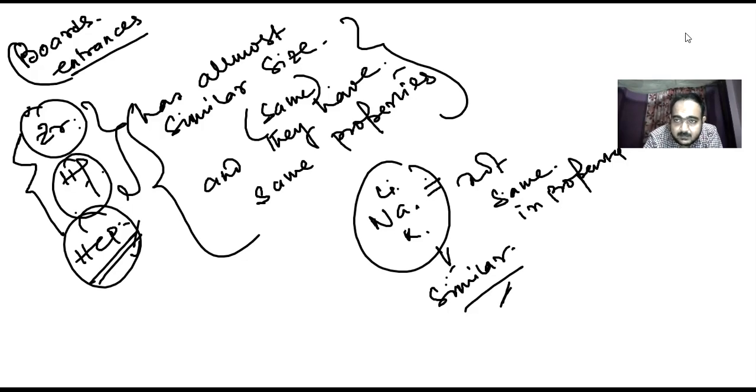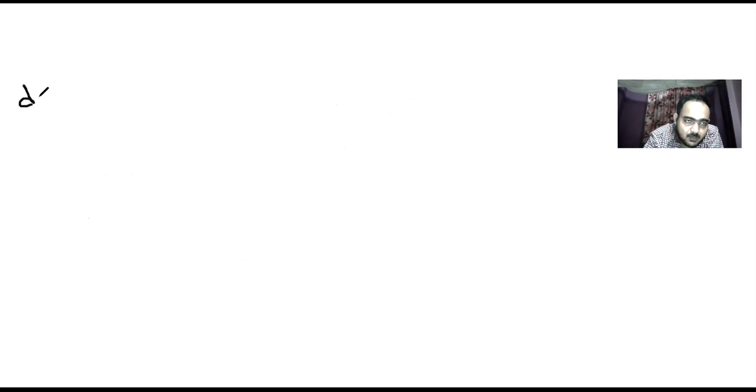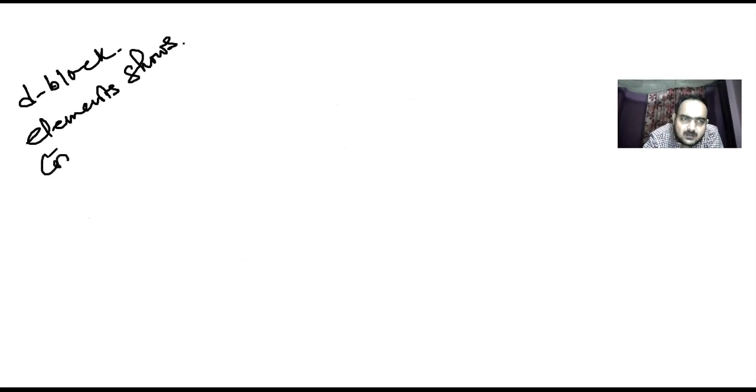We are moving on here. The D block elements show complex forming properties.